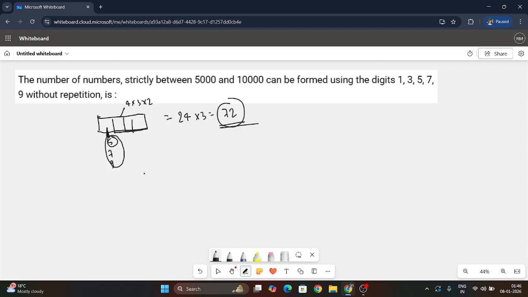Now the other possibility is a 5 digit number. If you take a 5 digit number, what can be the smallest number? The smallest number can be 1, 3, 5, 7, 9, and this is greater than 10,000. So there is no number possible that we can make with these 5 digits that is less than 10,000. That's not possible. So only 4 digit numbers are possible, and that is 72. Okay.